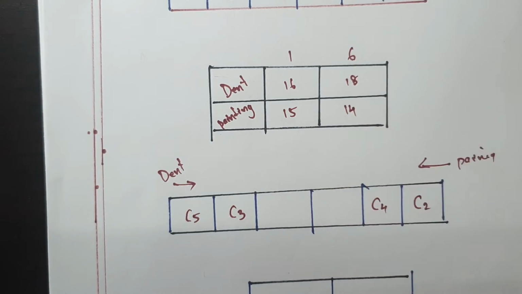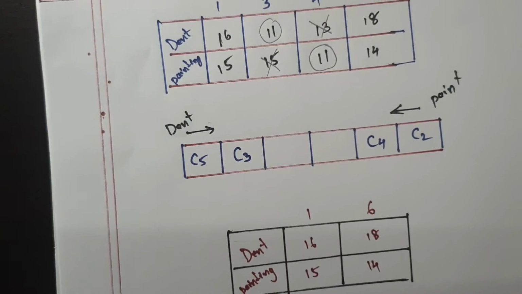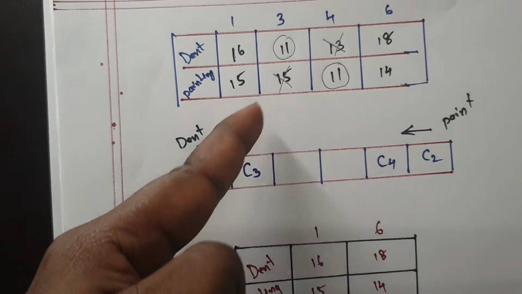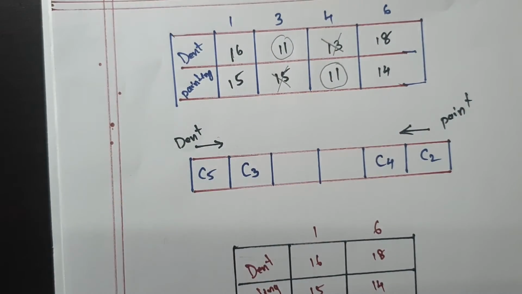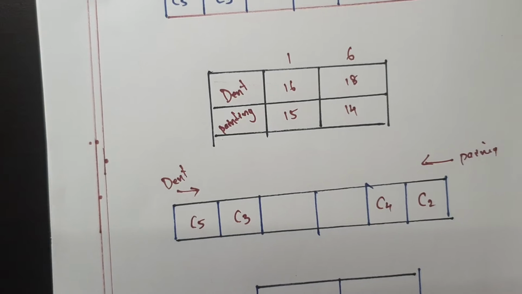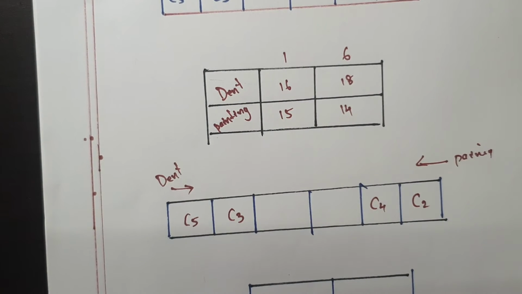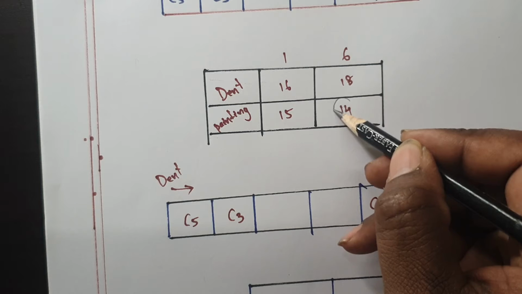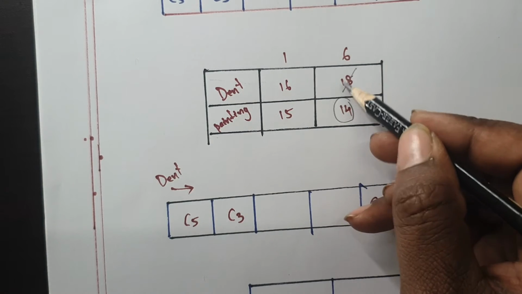Whatever is left, in that two columns are eliminated, this one and this one. So whatever the remaining is, first you have to write that down. Now in that you have to select the least one. So which one is the least one? This one is the least one. So you round up this one, cancel this one.